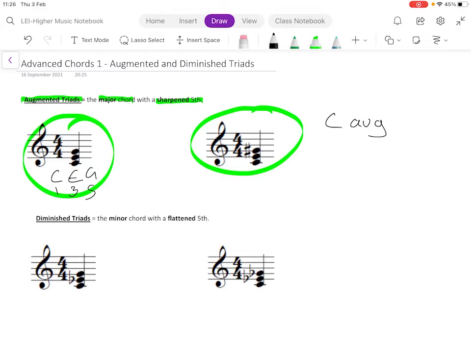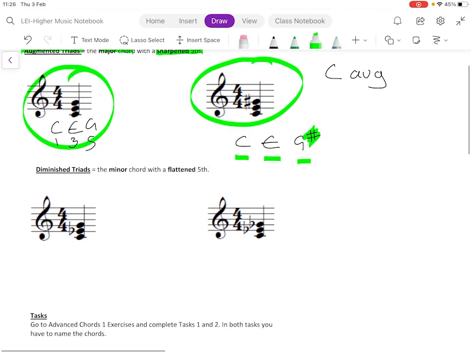Looking at this chord, we've got C, E, and then our G sharp. So we can see here that it is basically a C major chord, C, E, G, except the 5th has been sharpened. Major chord, sharpened, is an augmented chord. So that chord is C augmented.